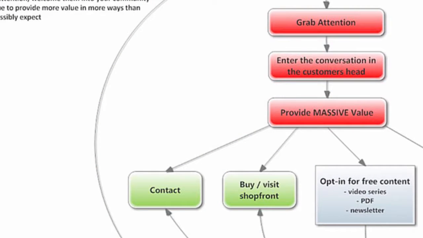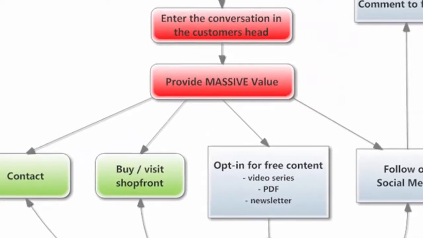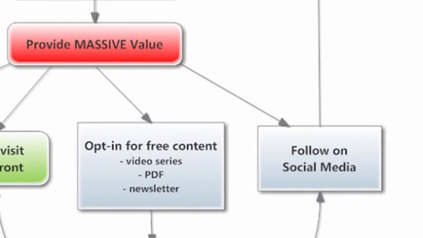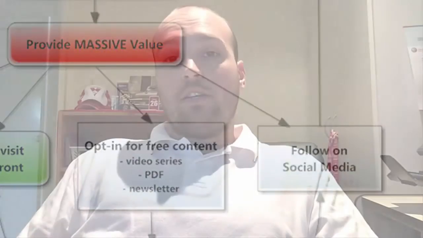So obviously from there you can have people contacting you directly or buying or visiting your shopfront, which is great, through your website, leading to direct sales. If people aren't ready to buy now, and in a lot of cases people aren't, you can get them opting into a mailing list or following you on social media, which basically means that you then have a way to continue to connect with them and build that relationship.